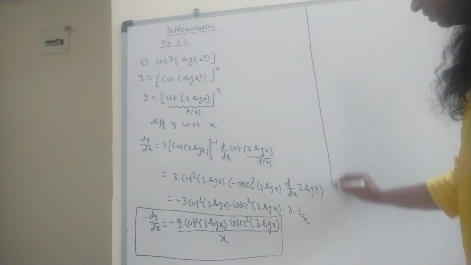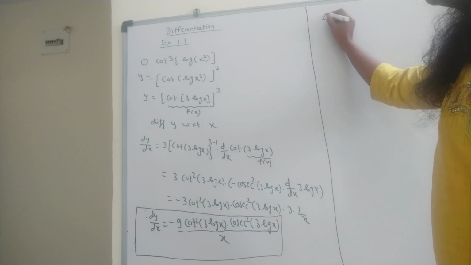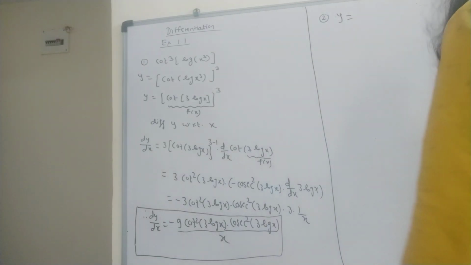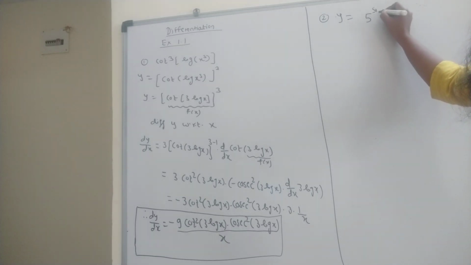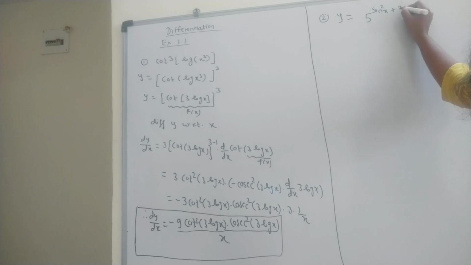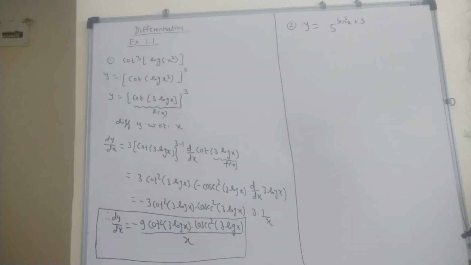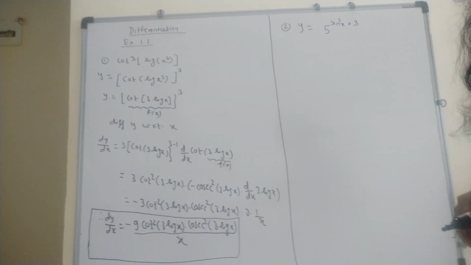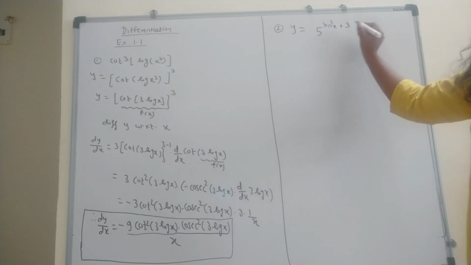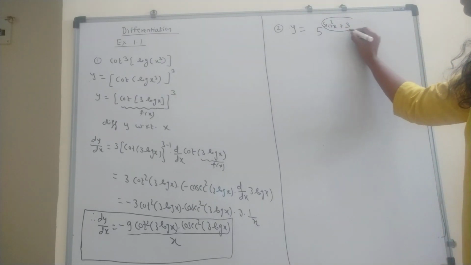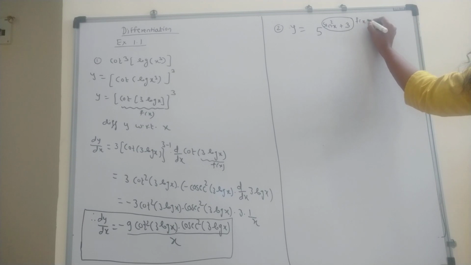Now we'll start with the next question. Suppose the function y is equal to 5 raised to sin square x plus 3. Okay, 5 raised to sin square x plus 3 is there. We'll consider this question. Now in this case, again the inner function we will consider as f(x).